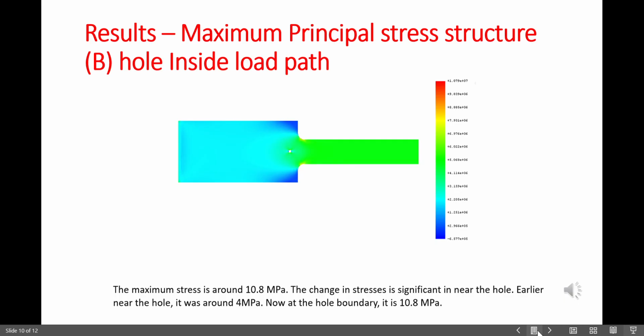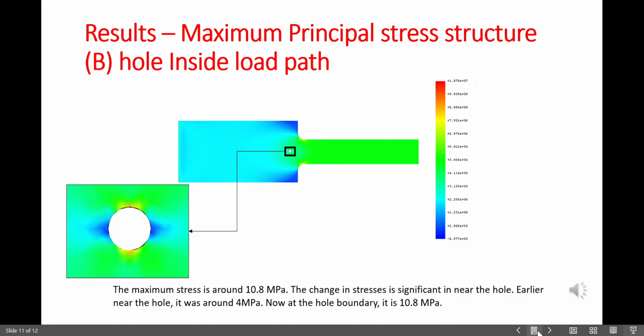Now in this figure I have placed the hole inside the load path and performed the FE analysis. You can see the results on the screen. As you can see, the maximum stress has actually increased slightly, but more importantly, we want to see what is the maximum stress at the region where the hole has been introduced. So let's have a close-up look at it.